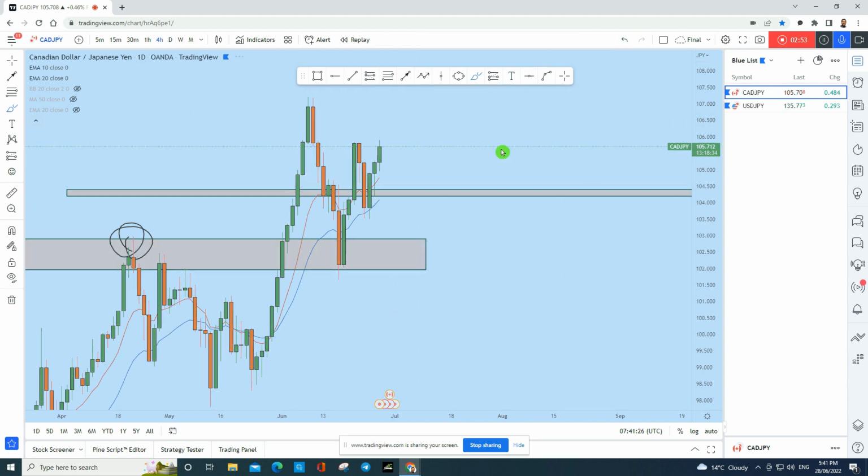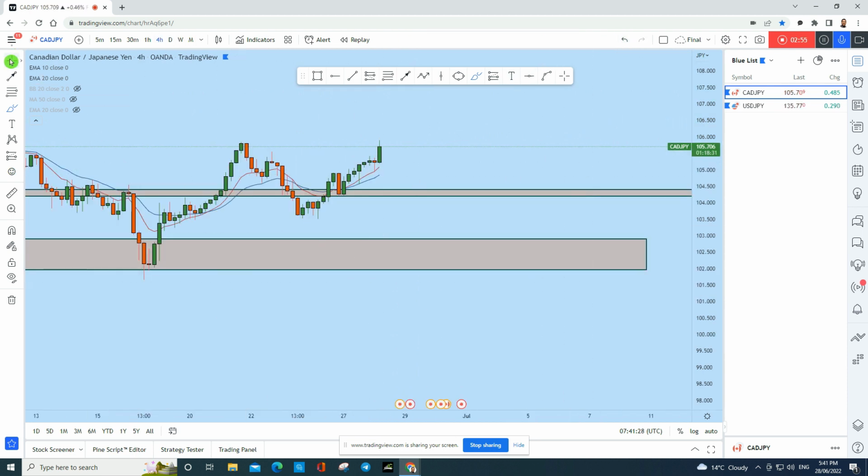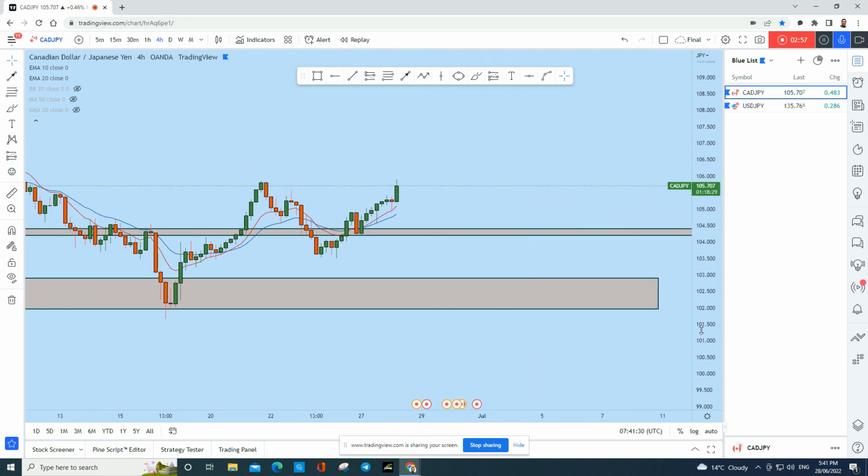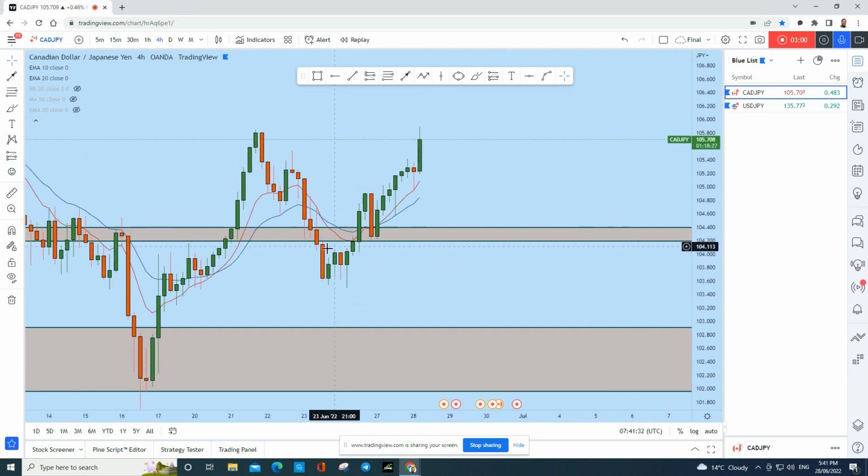Now let's go to the intraday or 4 hour time frame to see how we can trade this movement. In this 4 hour time frame, if you look from here, this is another local uptrending market. You see there is an impulse, correction, impulse, correction, impulse, correction. Now it is in another impulsive phase.